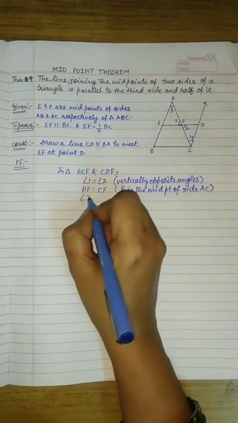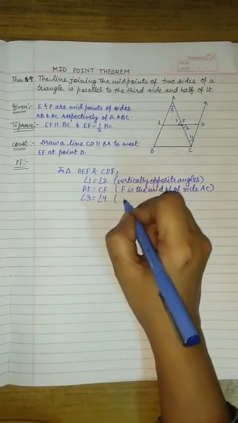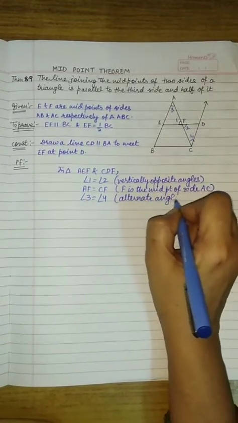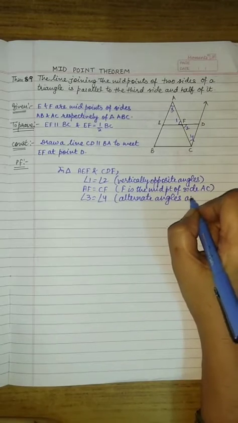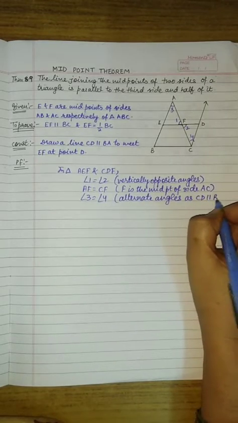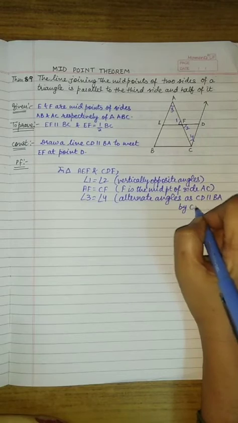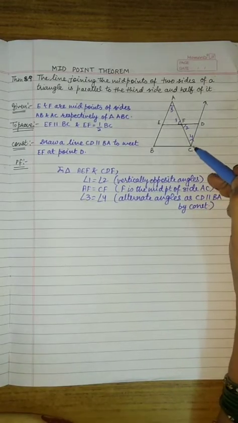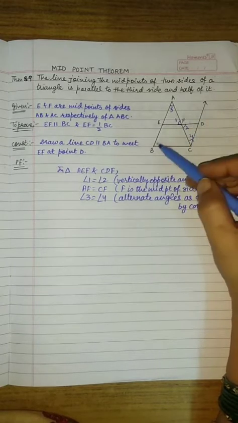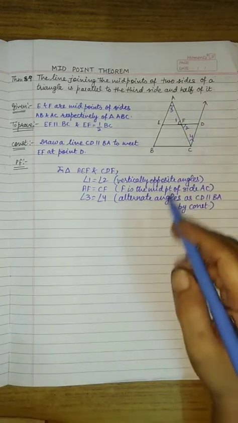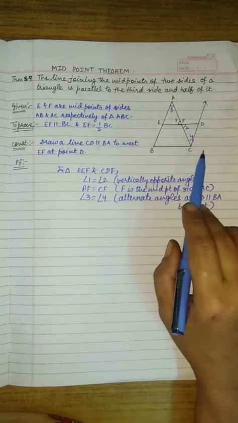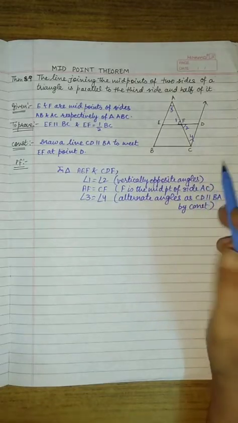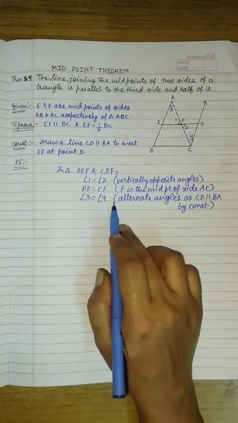Why is angle 3 equal to angle 4? These are alternate angles. Why are these alternate angles? As CD is parallel to BA by construction. In construction, we have made CD parallel to BA. So alternate angles between parallel lines are always equal. So angle 3 is equal to angle 4.